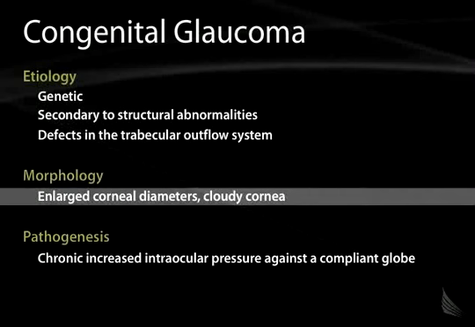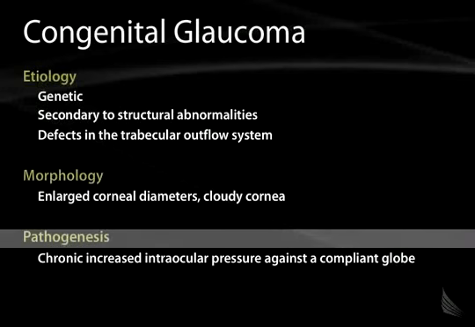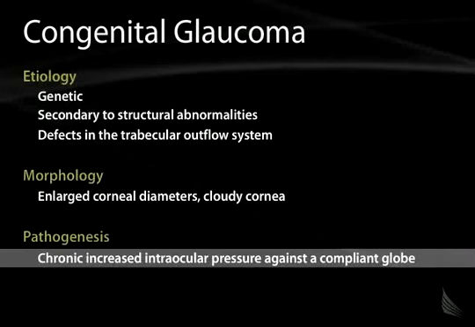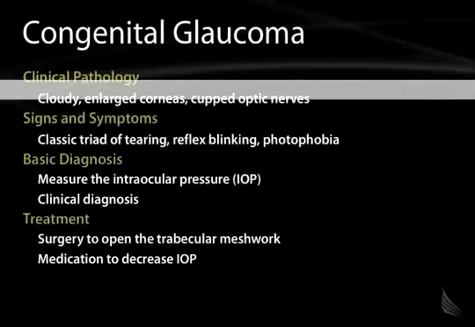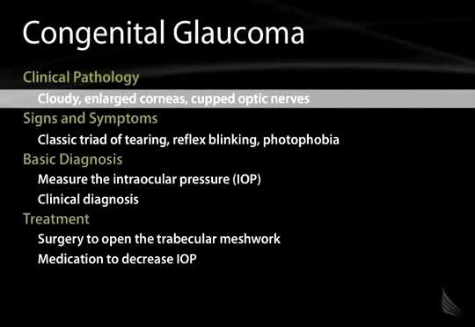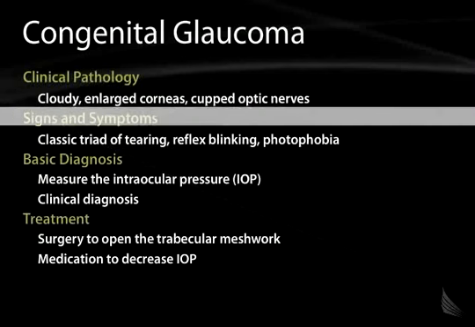What you see then are large corneal diameters and cloudy corneas. You can't see the nerve because the cornea is cloudy and won't let you view inside the eye. The pathogenesis is chronically increased IOP, or intraocular pressure, against a compliant newborn globe. The pathology, like I said, is a cloudy, enlarged cornea with cupped optic nerves behind.